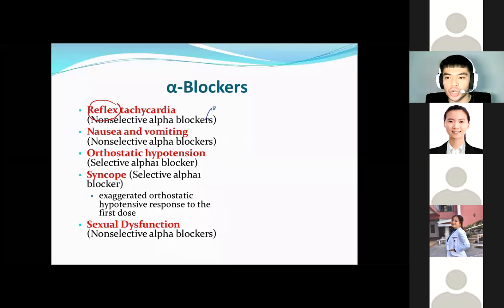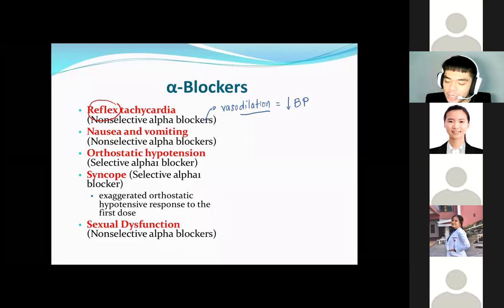Based on your learnings, ano nga ulit ang effect ng alpha blockers? Is it vasodilation or vasoconstriction? That is vasodilation. Very good. And what do you expect on the blood pressure? Pag may vasodilation, bumababa ang blood pressure. Okay? So bumababa ang blood pressure. Kaya pag gumagamit ang patient ng alpha blockers, pwede magka-hypotension.